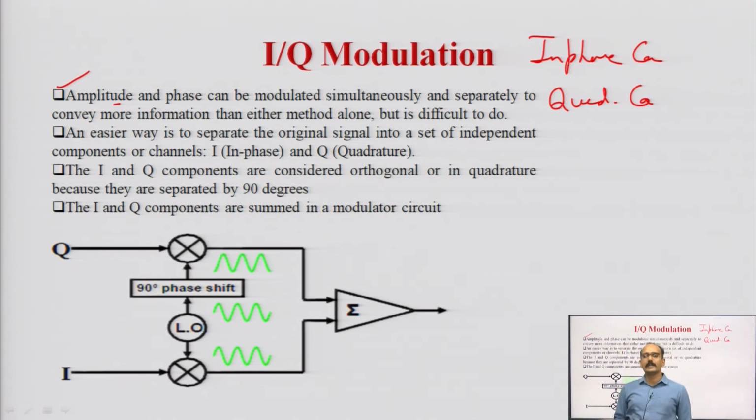Actually, in amplitude and phase, both are modulated simultaneously and separately to convey more information, so we combine both of them. An easier way to separate the original signal is to use a set of independent components or channels, in which one channel is I, denoted by I for in phase, and Q is for the quadrature. Then the I and Q components are considered orthogonal or in quadrature because they are separated by 90 degree, and the I and Q components are summed in a modulator circuit.